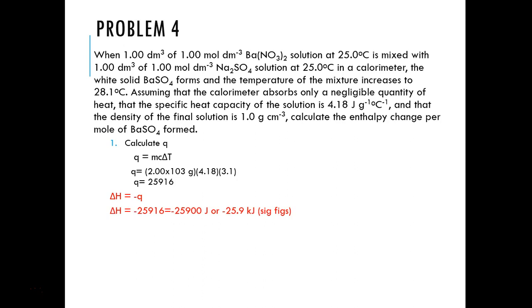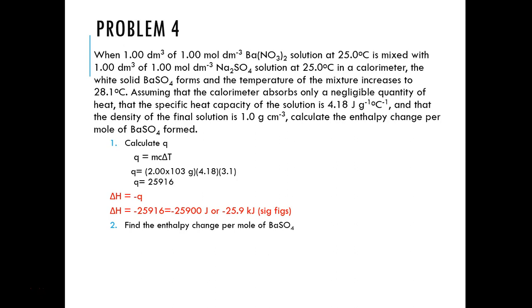Now remember that delta H is negative Q. So delta H is going to be negative 25,916 joules. To take into account significant digits, we'll say negative 25,900 or negative 25.9 kilojoules. With those significant digits, I assumed that the density of the water was exact, so I didn't count that as limiting for significant digits.